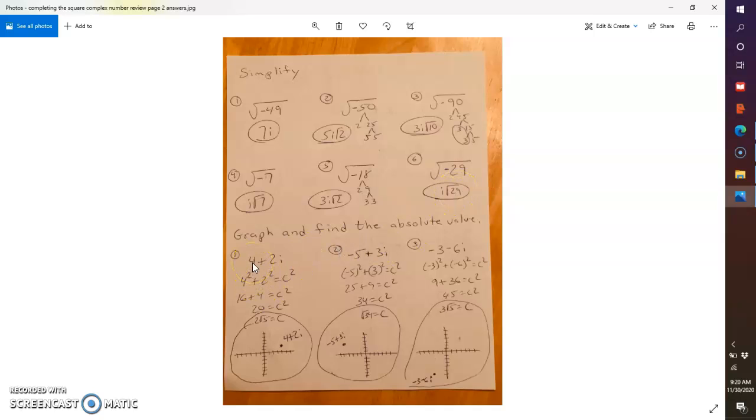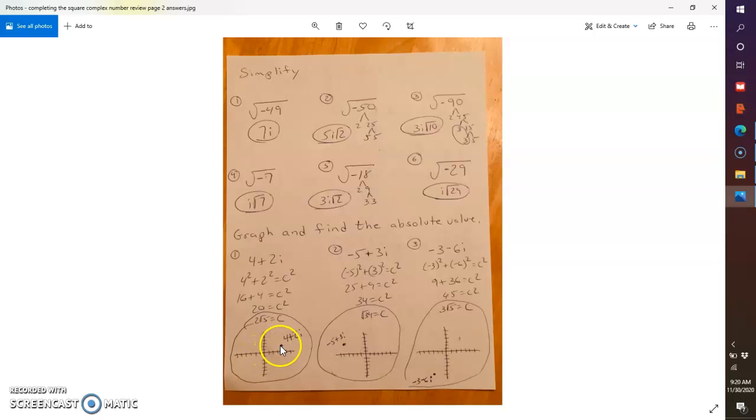When we're graphing and finding the absolute value of a complex number, the x-axis represents our real number, which is 4 in this case. The y-axis represents our imaginary number, which is 2i in this case. So to graph it, we go over 4 and then up 2.